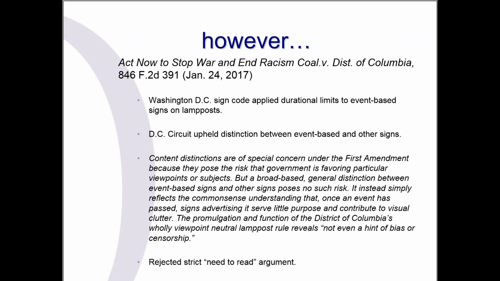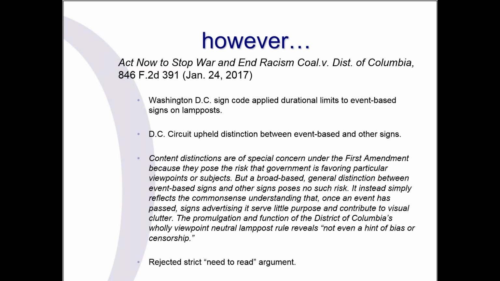However, recently the Federal District Court of the DC Circuit Court issued a decision in January that maybe provides some wiggle room, or at least maybe loosens Reed a little bit. It's not a U.S. Supreme Court case, but it maybe gives an idea of how it can work within Reed to allow some differentiation among sign types.